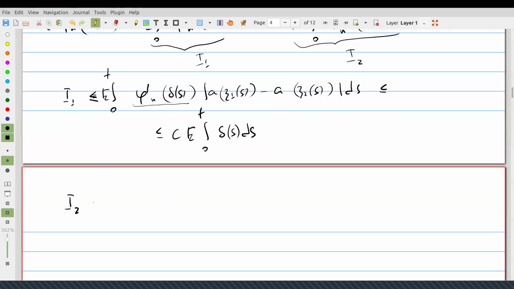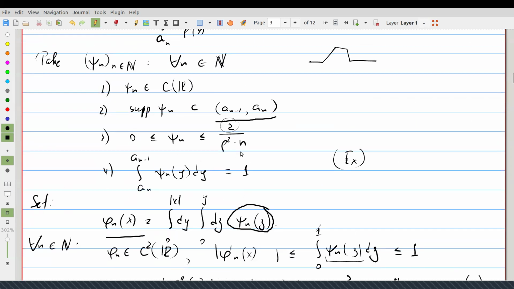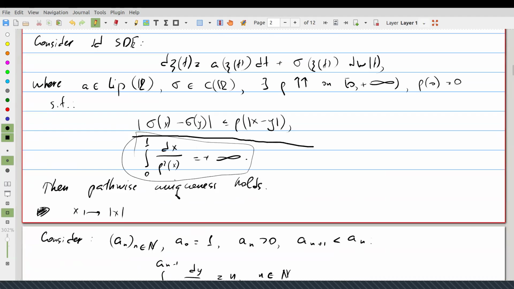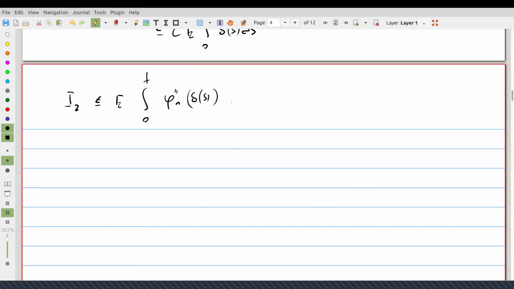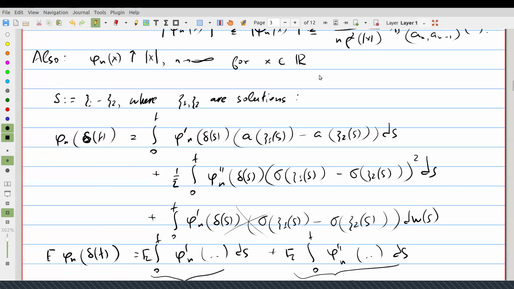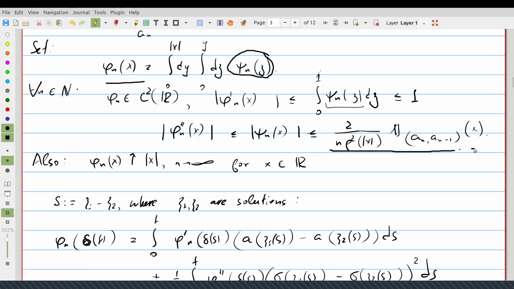What about I2? I2 is less than the mathematical expectation of the integral from 0 to t of the second derivative delta S. Now, sigmas, by this condition, the difference of values of sigmas is dominated by rho. So we can just give a rho squared delta S ds, with some constant. And now we have the estimate with the second derivative. So the second derivative is less than this.